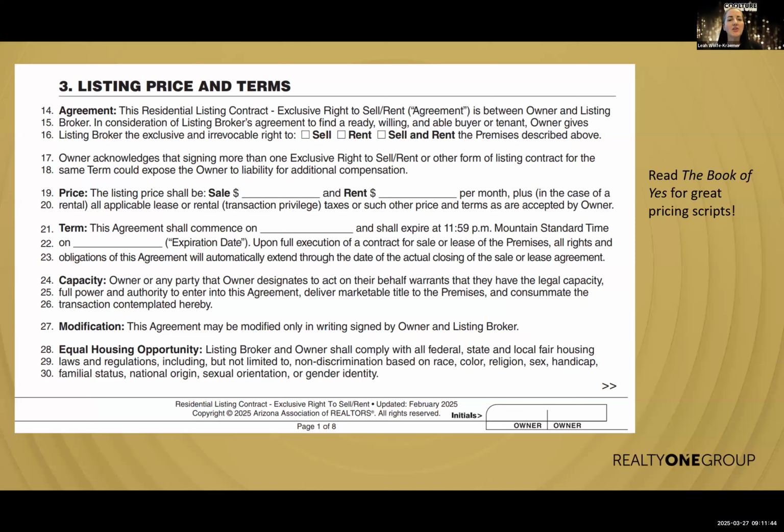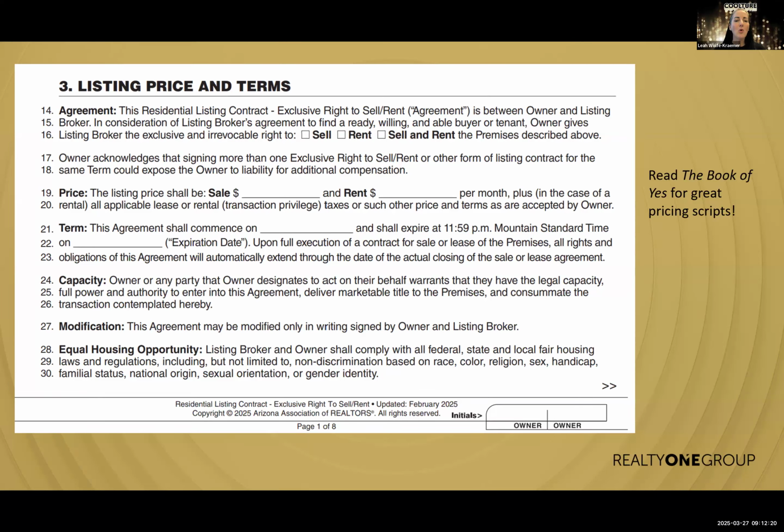The residential listing contract exclusive right to sell rent agreement is between owner and listing broker. In consideration of listing broker's agreement to find a ready, willing, and able buyer or tenant, owner gives listing broker the exclusive and irrevocable right to sell and rent the premises described above. So remember in the first poll, we had discussed, hey, you may have an agreement that has just the sell box marked, and you may have an agreement that has just the rent box marked, and that's totally okay if those are different brokers. The problem would potentially be if somebody marked sell and rent, and then we have some conflicting situations that we would have to remedy.